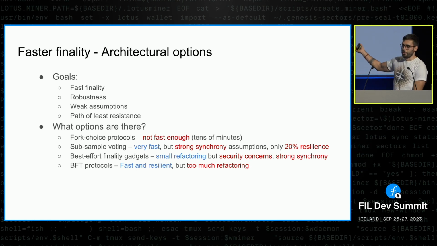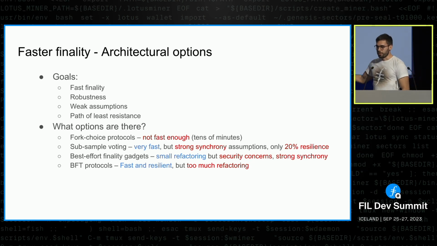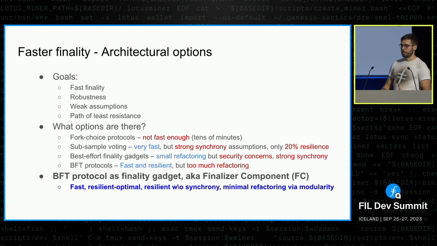And then, of course, the holy grail of distributed systems, BFT protocols. They have the advantage of being fast, being resilient optimal depending on the protocol. But, of course, replacing a longest chain type of blockchain with a BFT-based blockchain would be just too much refactoring. So in the end, we settled for a mix between the last two options.